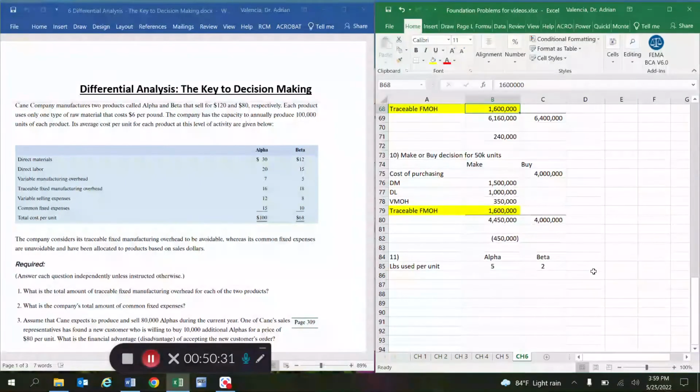Let me actually formalize that over here. So the contribution margin per unit for alpha, we said was 120 minus 69. Those are the variable costs. And then for beta, it was 80 minus 40. So that's revenue minus variable cost, and that's 40. That's what that is right there.